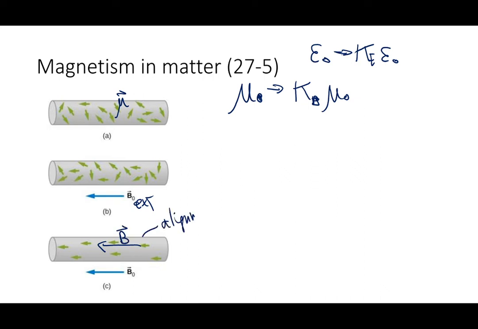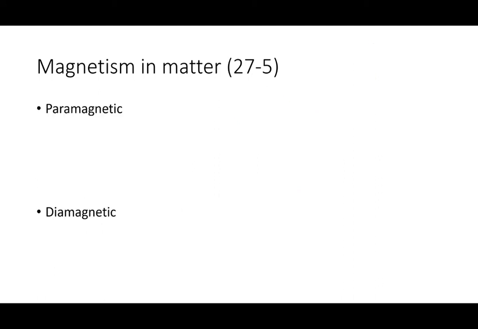So this alignment adds to the external magnetic field. Unlike the case of the dielectric, where it creates an electric field that partially cancels out some of the electric field, your solid adds to the magnetic field by aligning itself. And this applies in most solids, actually, and we call those solids paramagnetic.